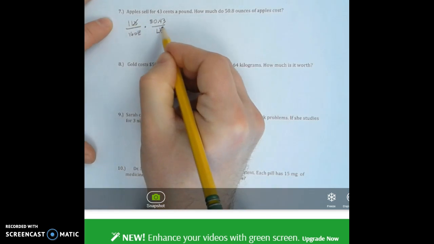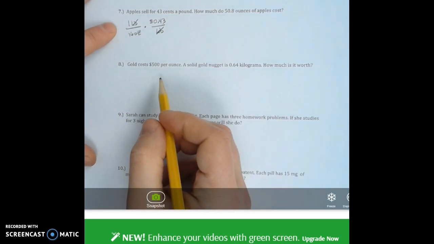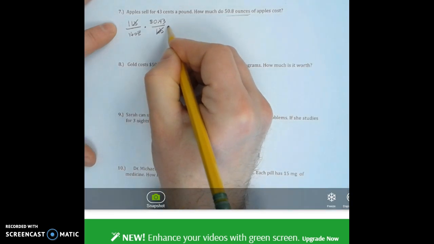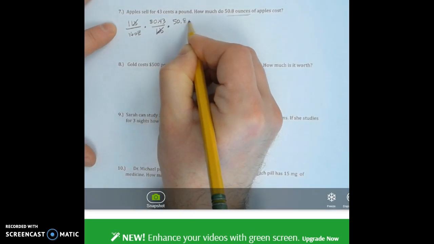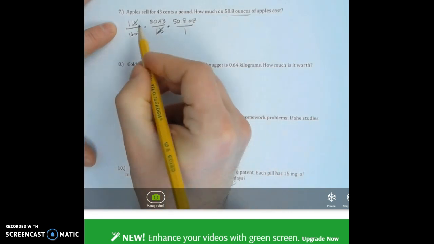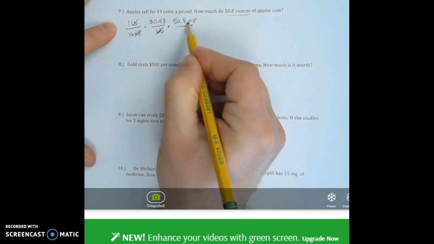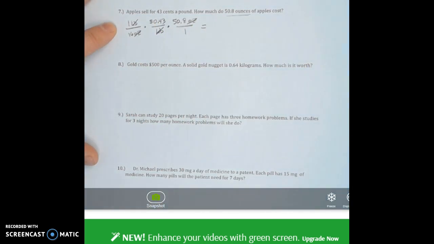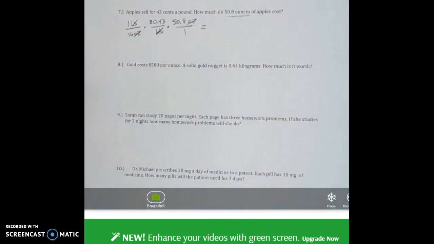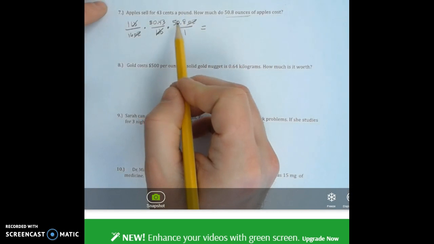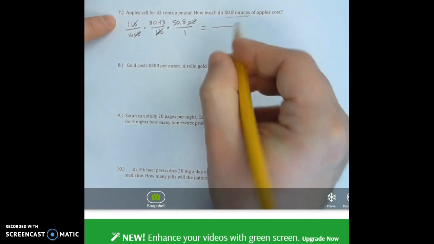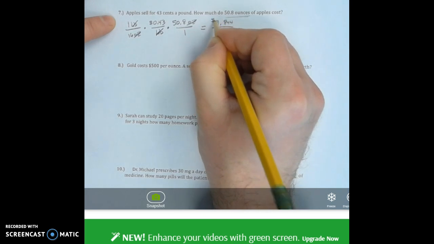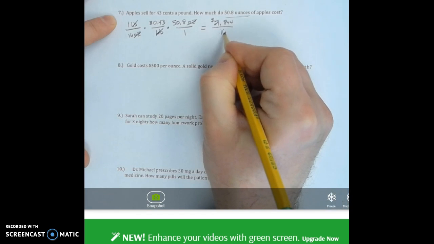So now I can cancel out my pounds and my pounds. And I wanted to know, well, how much would this many ounces of apples cost? So I'm going to multiply that now by the 50 and 8/10 ounces over 1 so that I can simplify my ounces with my ounces, leaving me with the amount of money I'm going to have to pay. Okay, so if I go ahead and do this multiplication, 50 and 8/10 times the 43 cents, that's going to give me 21 and 844 thousandths, and my units are dollars. In the denominator, I'm left with 16.